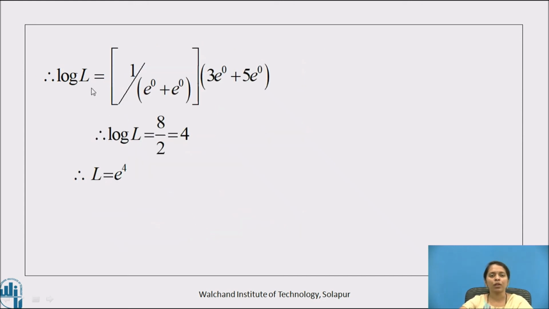Now putting value of x to be 0 everywhere in place of x, it is 1 divided by e raised to 0 plus e raised to 0 multiplied by bracket 3 into e raised to 0 plus 5 into e raised to 0. Therefore, log L is equal to 8 divided by 2, which is equal to 4. So, you want value of L, and that's why L is equal to, taking exponential on both sides, e raised to 4.